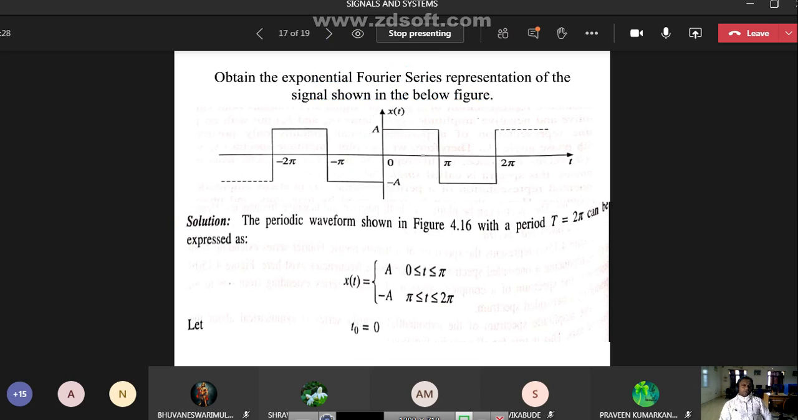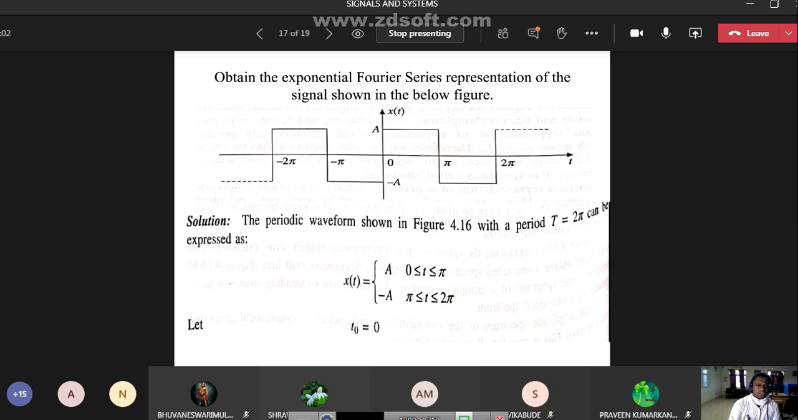Now we'll take up one example on the exponential Fourier series. This has also come many times in exams, a 10 marks question. Very important question. Obtain the exponential Fourier series representation of the signal shown in the below figure. You will get it like this only. This is called a periodic square wave.